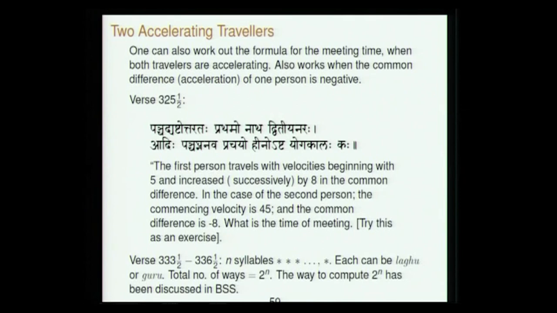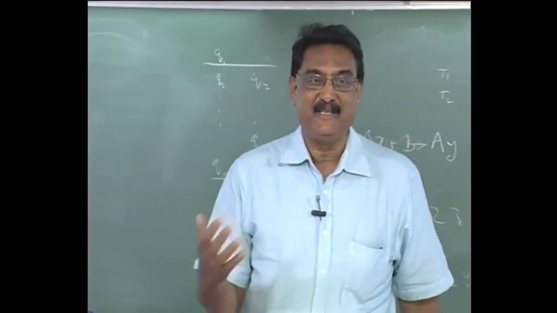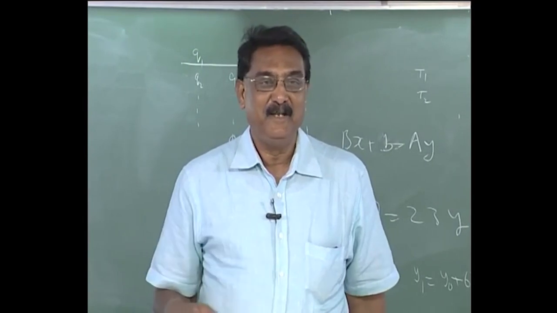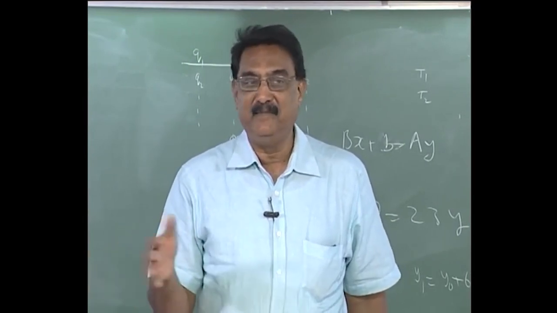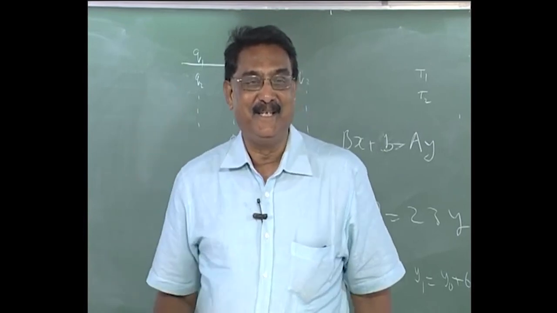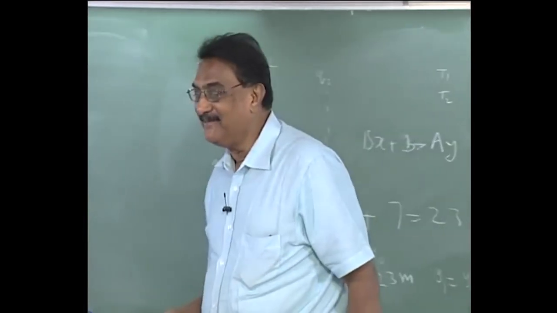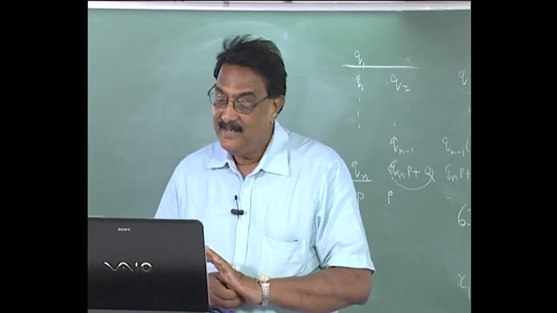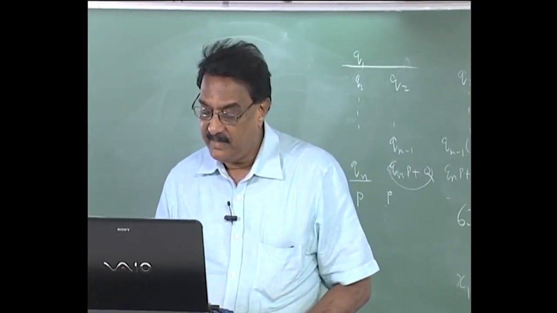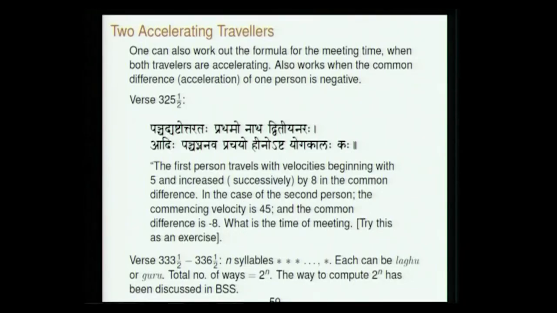Then he also considers two accelerating travelers and negative acceleration too, where one can be positive and one can be negative, because he is somewhat comfortable with positive and negative things, having formulated it in the beginning. So he ought to be comfortable. He gives some problems related to negative acceleration also.